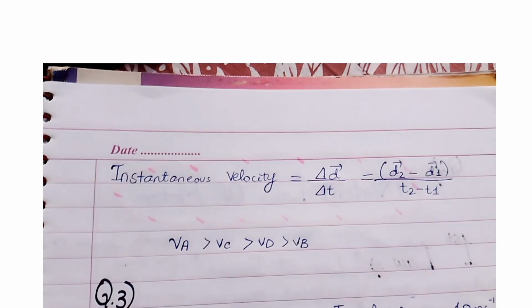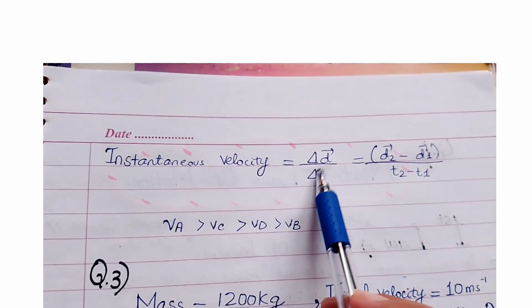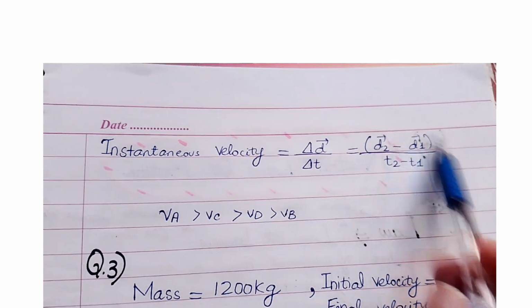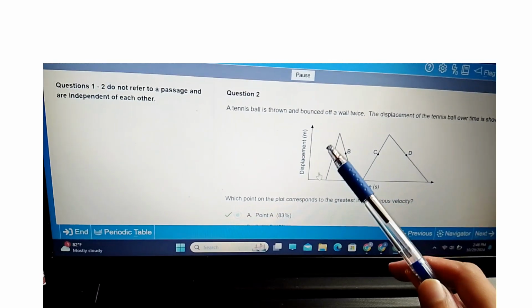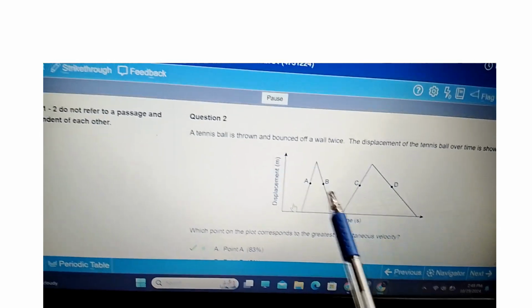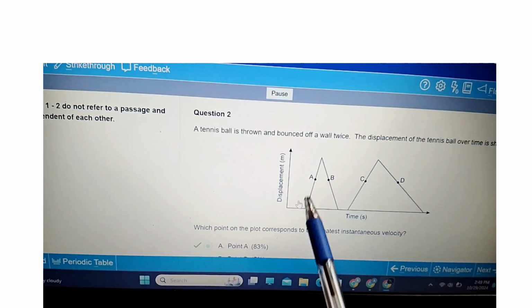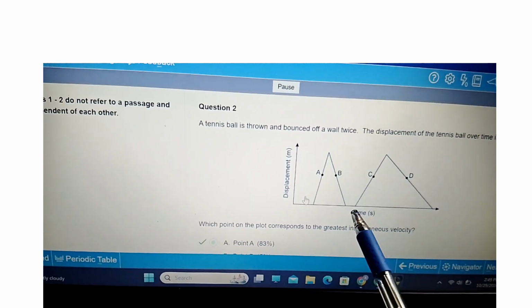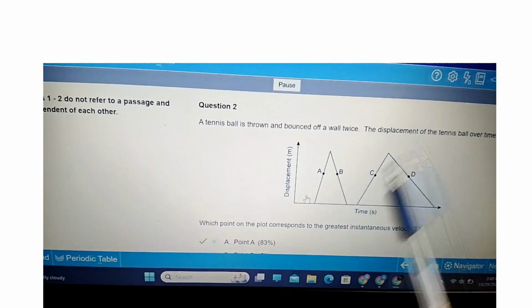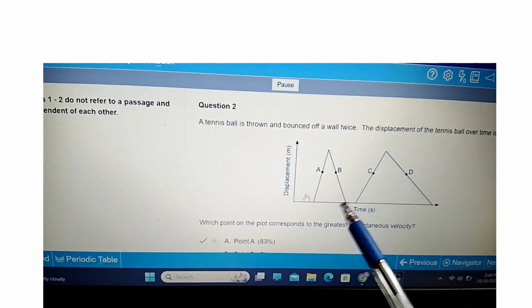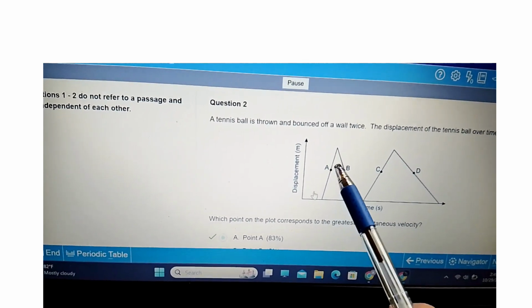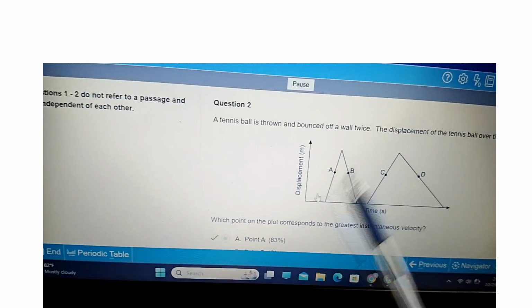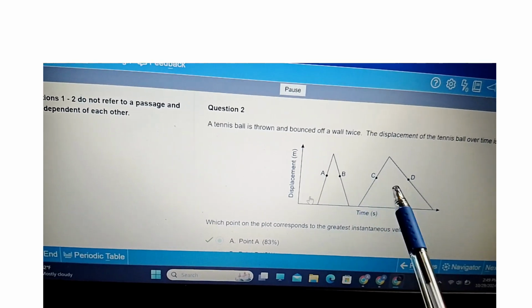Instantaneous velocity formula is the rate of change of displacement by time. So this is the formula. If we see this graph here, you can see that this one is very close to the y-axis. This one is not so steep. This is somewhat close to the x-axis, not very close to the y-axis. So we can say that the velocity of A is the greatest, greater than B, C or D.